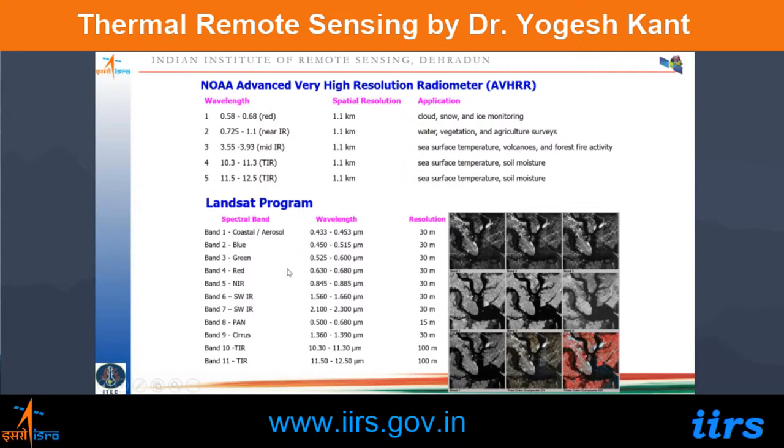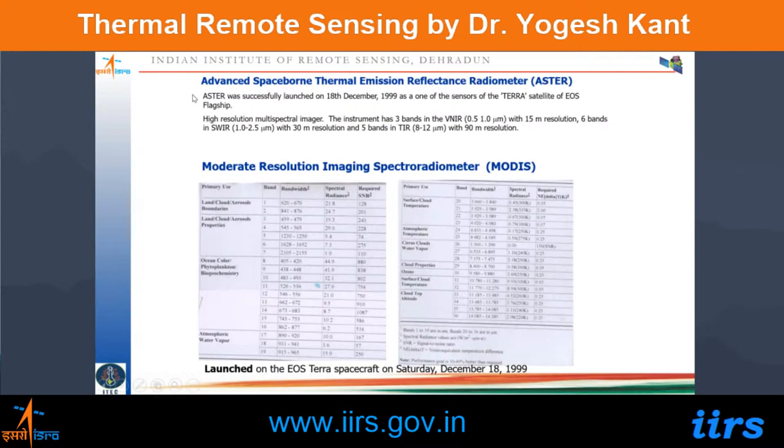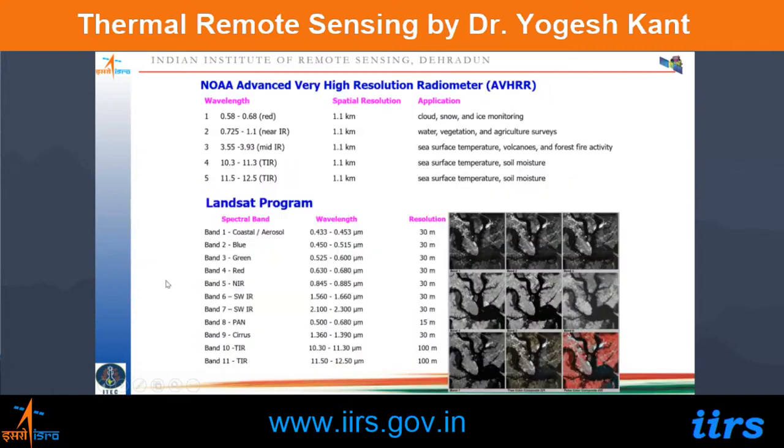Another sensor is ASTER, Advanced Spaceborne Thermal Emission and Reflectance Radiometer. It has 15 channels, and 5 channels are devoted only to the thermal infrared, in the 8 to 12 micron range with a 90-meter resolution. Landsat has 30-meter resolution, and AVHRR has 1 kilometer resolution in the thermal infrared.